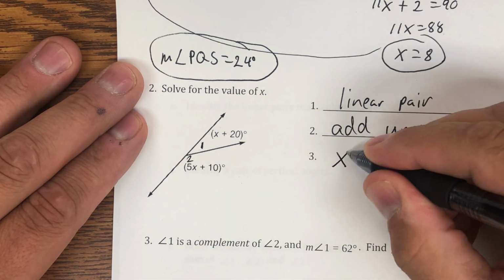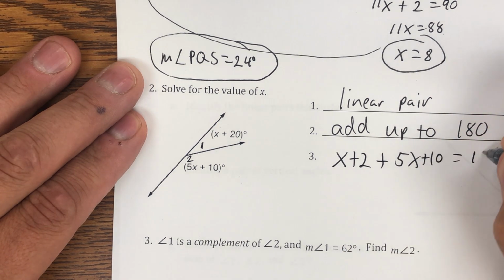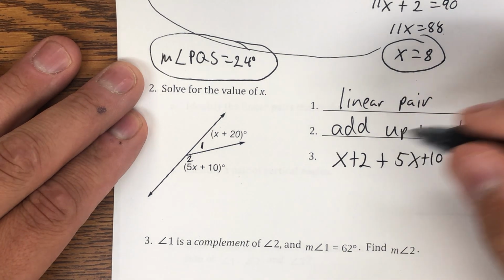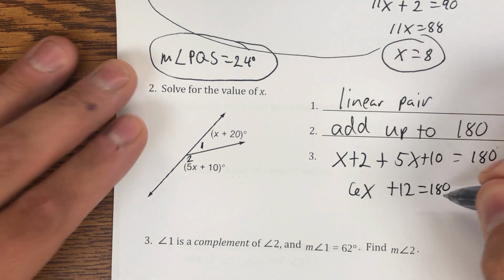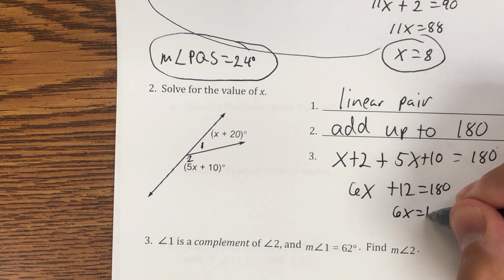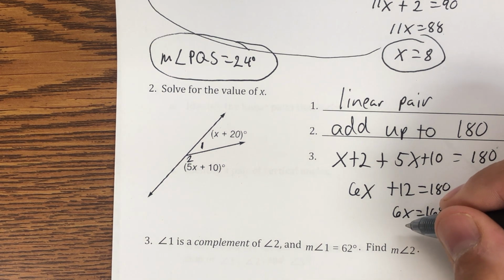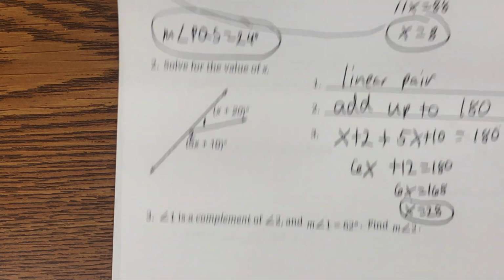So, x plus 2 plus 5x plus 10 is equal to 180 degrees. Now for me to solve, combine like terms, 6x plus 12 equals 180. When I subtract the 12, 180 minus 12 is 168. Divide by 6, and we get 28. And we only had to find x, so I do not need to plug that back in, but if it asks me to find an angle, you might have to substitute it back in.